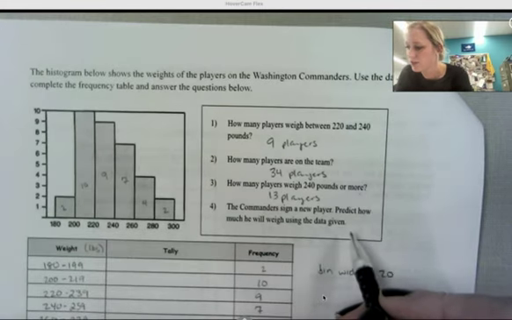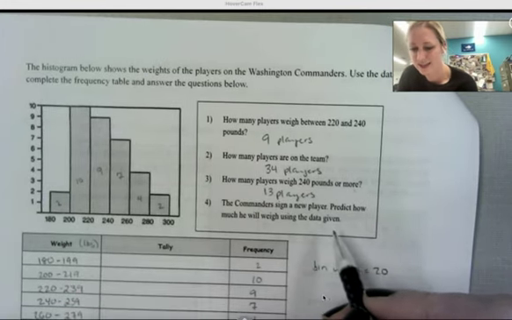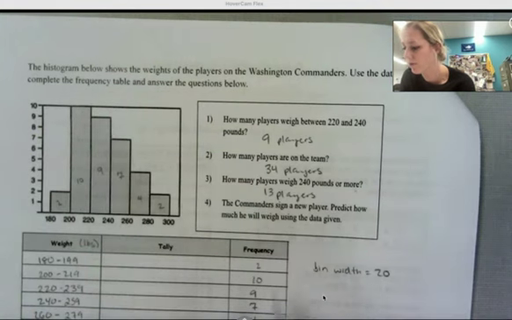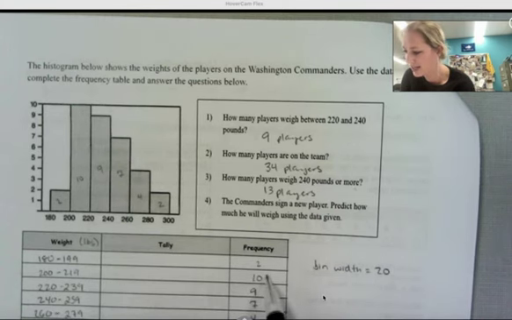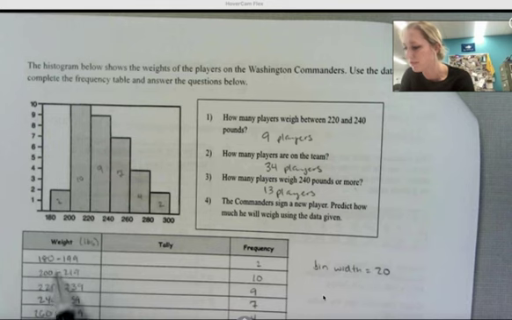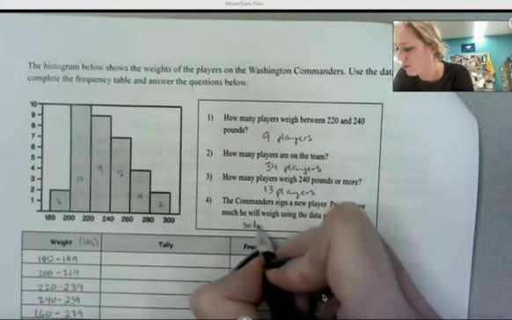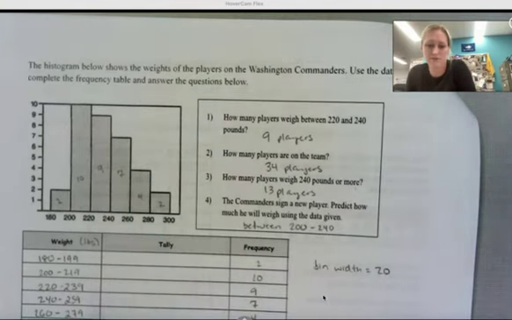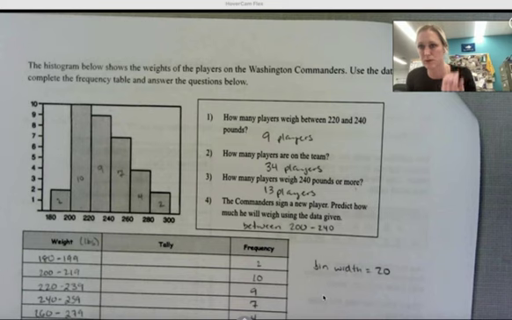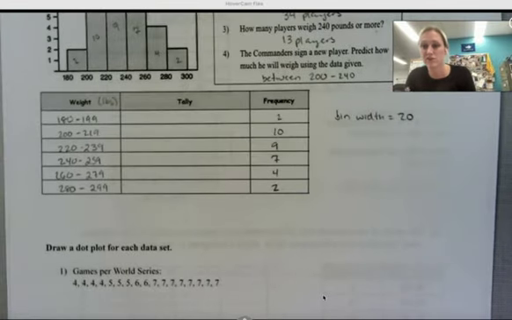Okay, the Commanders are going to sign a new player. Predict how much he will weigh using the data given. This is just asking, what do most of them weigh? Most of the players weigh in these couple ranges. 10 and 9 are super close. So maybe we would say between 200 and 240 are the most common weights. So that's predicting using that data, probably going to be within that range. Not saying it's for sure going to be, but if I were to guess, that's the most common weights. So that's what we're going to guess. Those are histograms and how we can use frequency tables and answer questions.